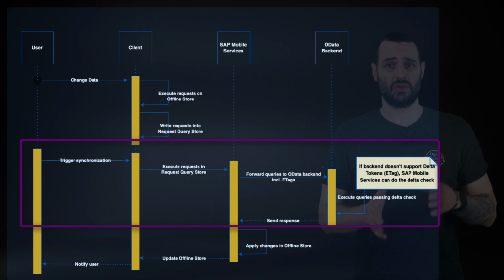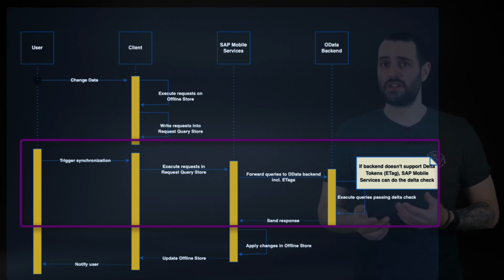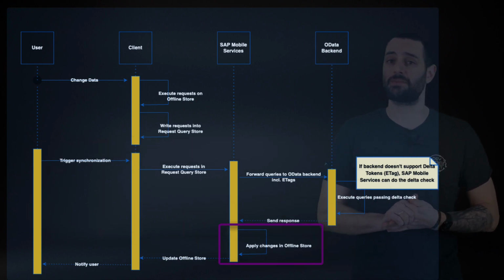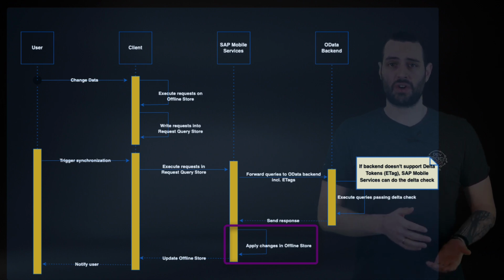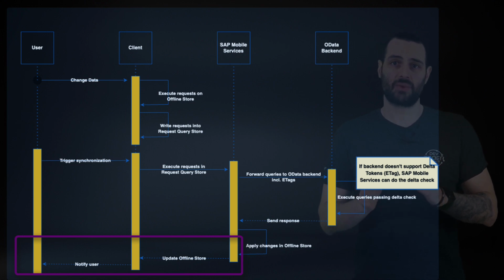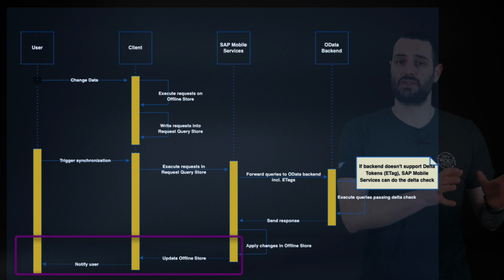So the backend is executing the requests and sends a response to Mobile Services where necessary. The backend only sends the data that has changed since the original e-tag has been created. And all changes get applied to the offline store in Mobile Services, and after completion, Mobile Services sends the updated version of the offline store to the client's representation of the offline store database.